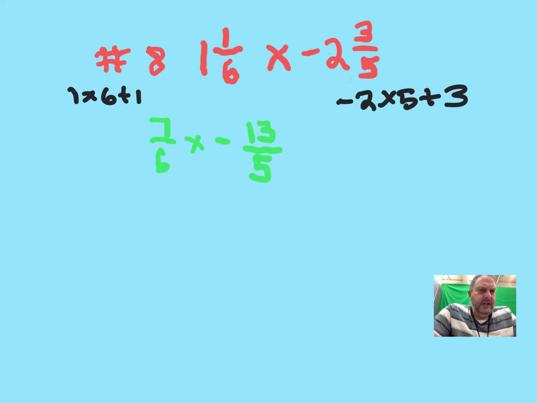So 7 times 10 is 70. 7 times 3 is 21. 70 plus 21 is 91. And remember our negative sign. We got a negative 91. Now let's do the easier multiplication. 6 times 5 is 30.